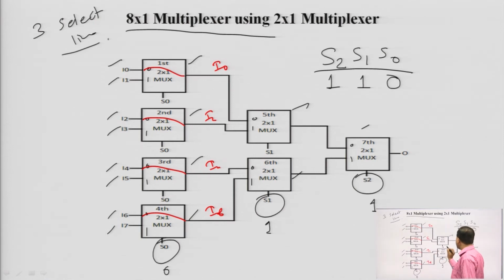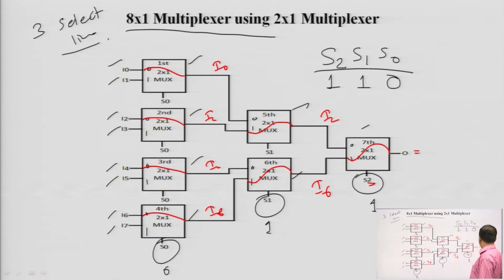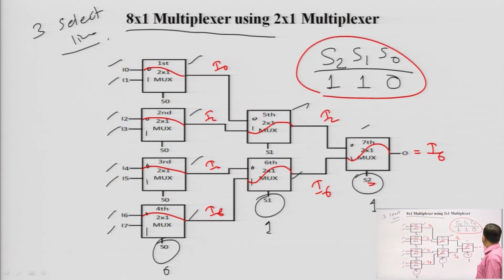Now, S1 is 1, so S1 will be connected to these, and the outputs will be I2 and I6. Now, S2 is 1, so the output will be I6. So, see the connection is like that. 110 is nothing but 6 in decimal. So, we have implemented an 8 cross 1 multiplexer using 2 cross 1 multiplexers. I think it is clear to all of you.